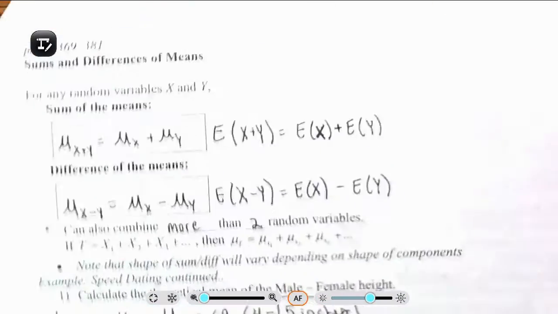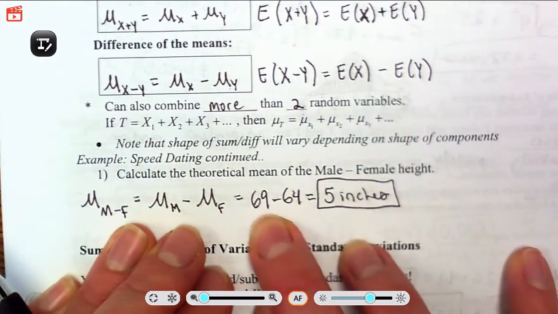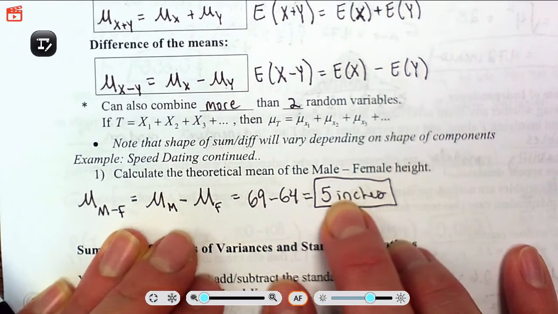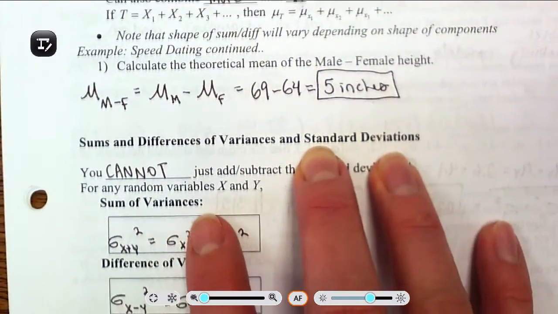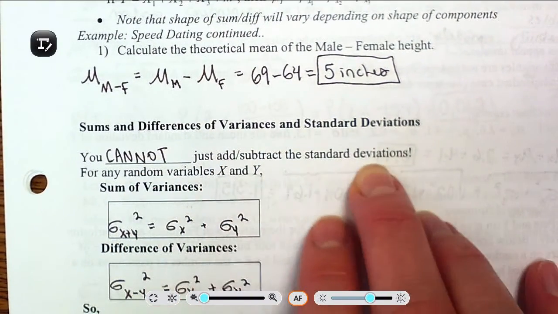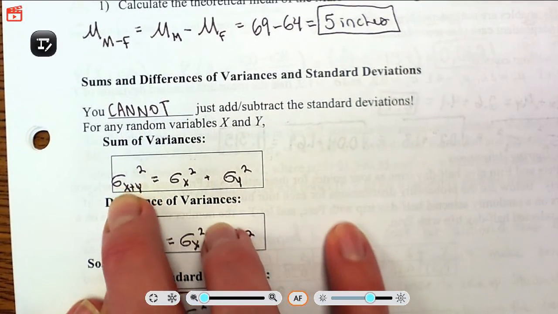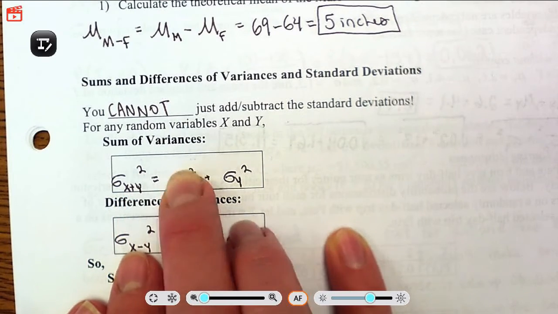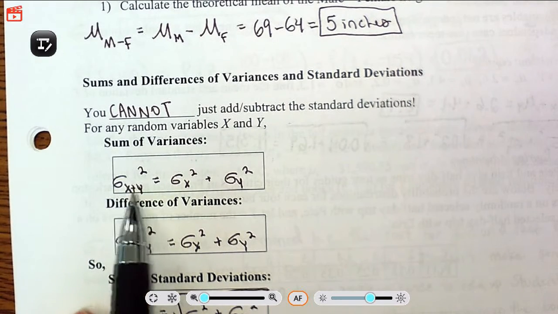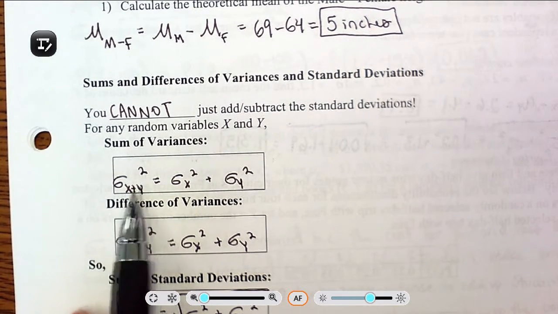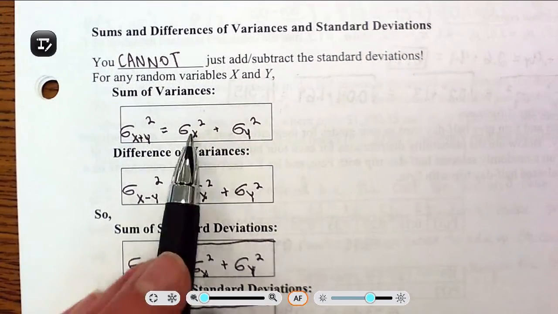Okay. So then if we're going to find that theoretical difference, we're going to say 69 minus 64 is a 5-inch difference on average. Sums and differences of variances and standard deviations. You cannot just add and subtract the standard deviations. For any random variables X and Y, the variance of the sum is sigma X plus Y squared equals sigma X squared plus sigma Y squared. So in order to find the variance of the sum of random variables, we have to take the variances and add them up. We cannot take standard deviations and add them up.